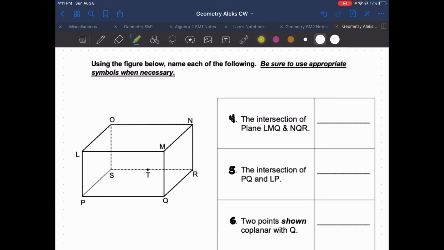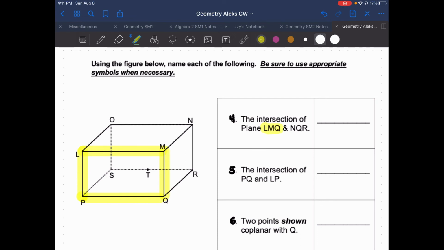So let's do the first one. L, M, Q. L to M to Q. This looks like the front part of the box to me. And so to finish this plane, I would have to include the point P. And so there's the rest of this first plane that they were talking about.